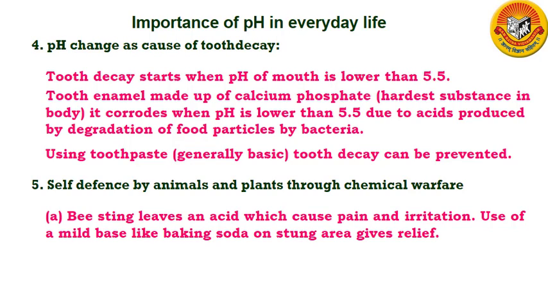Now this is how animals protect themselves from other animals. Like a bee, it stings us when we try to endanger that bee, and it releases some kind of acid because of which we feel pain or irritation. Now as it is acid, we can use baking soda to get some relief.